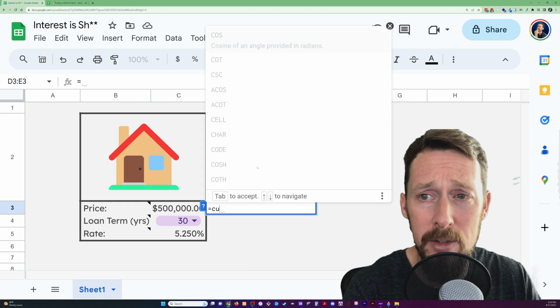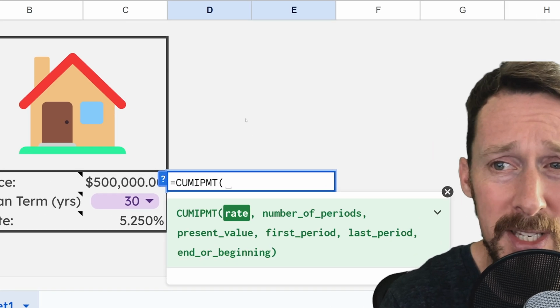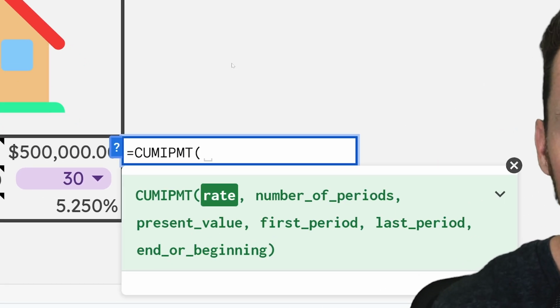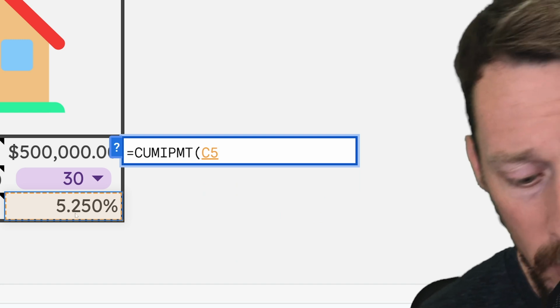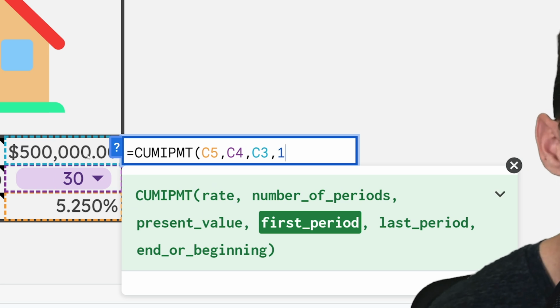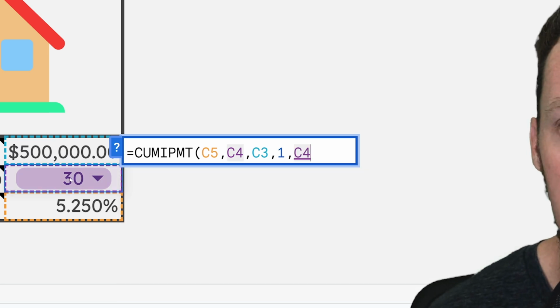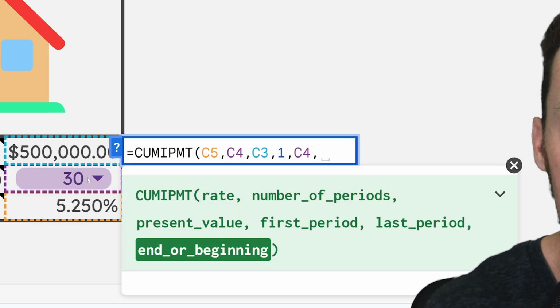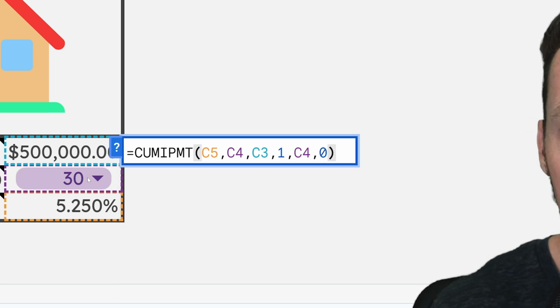And in Google Sheets, we've got a cumulative interest payment function built in where we can take that rate. We can take that number of periods. We can take the present value. Then we can take the first period, which is just going to be 1, and the last period, which will be 30. And this specifies whether the payments are due at the end or at the beginning of the period.